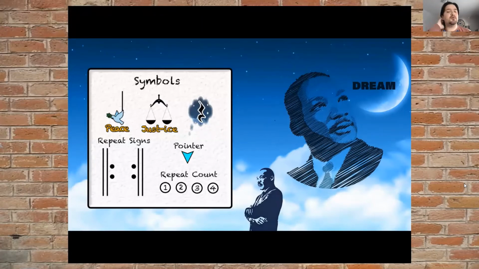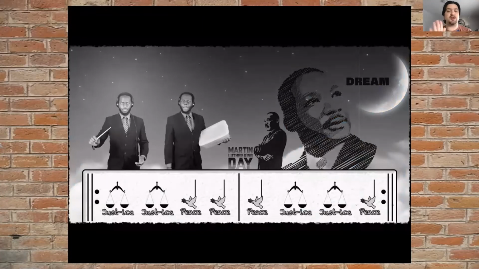There are the symbols. The pointer is telling us where to go. And we'll usually repeat these 4 times. Here we go. Starting with justice.